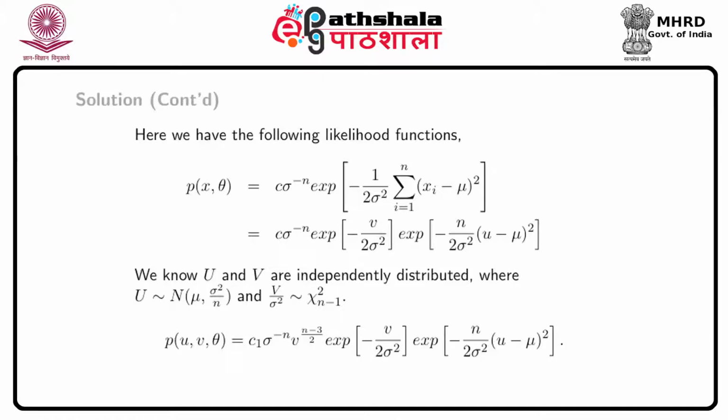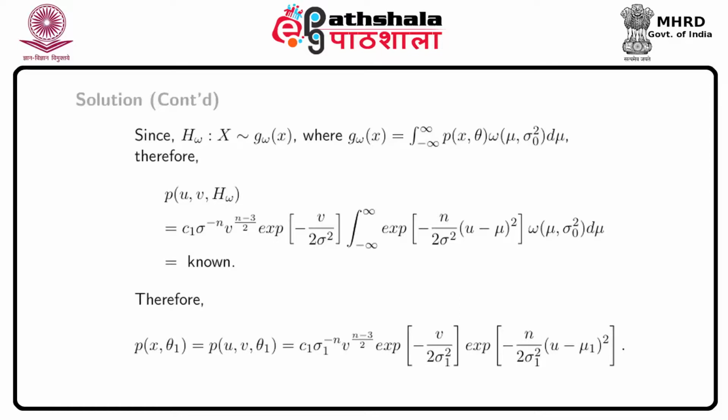So p(u, v, theta) is equal to c1, where c1 is a constant, multiplied by sigma to the power minus n, v to the power (n minus 3) by 2, e to the power minus v by 2 sigma square into e to the power minus n by 2 sigma square (u minus mu) whole square.